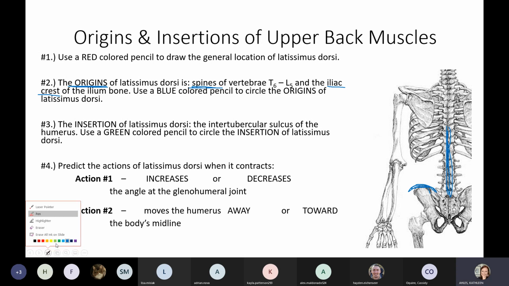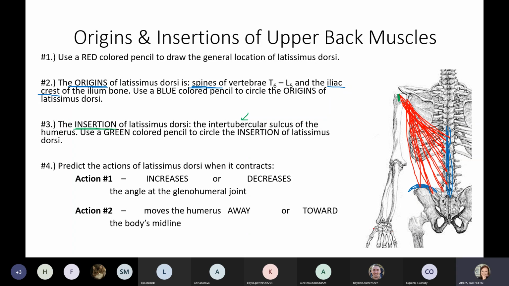The insertion is what I'm going to pull on, what I'm going to move toward the origin. So my insertion is something called the intertubercular sulcus. All you need to know is that that's an indentation between tubercles. So there's some bumps called tubercles. The intertubercular sulcus. Excellent. Now I'm going to connect the dots. So I've got some fibers that go down to the spine and some fibers that go down to the iliac crest. Here's my latissimus dorsi muscle.